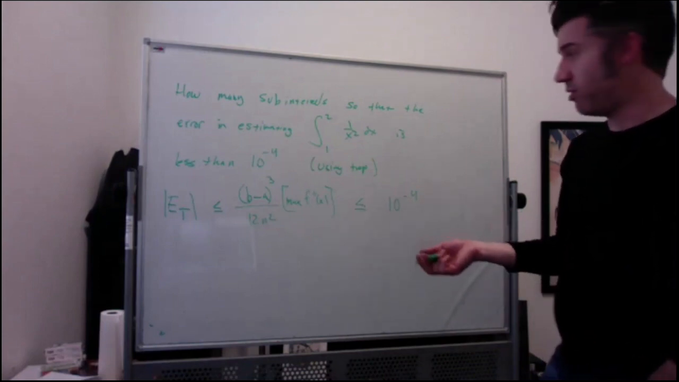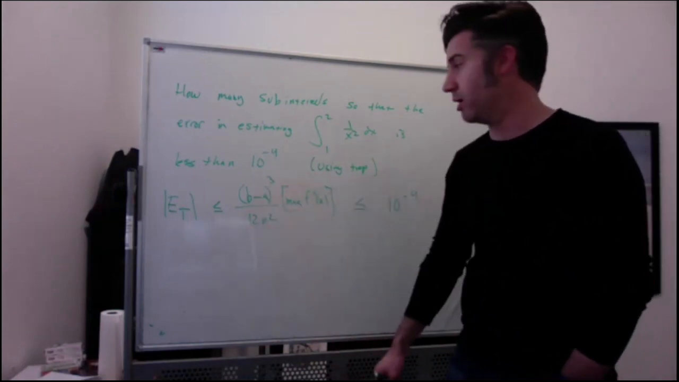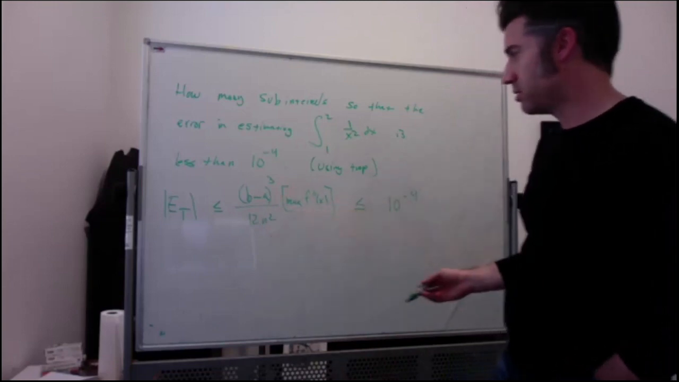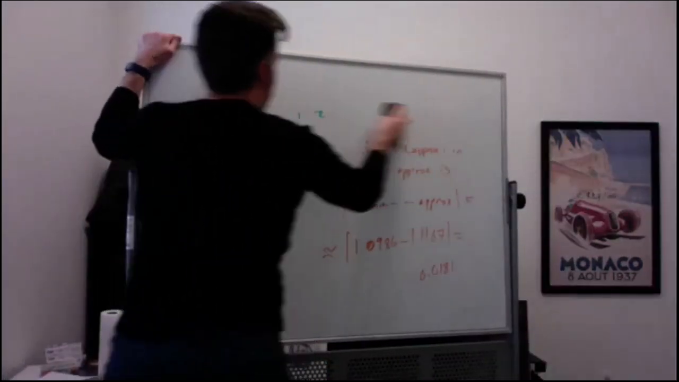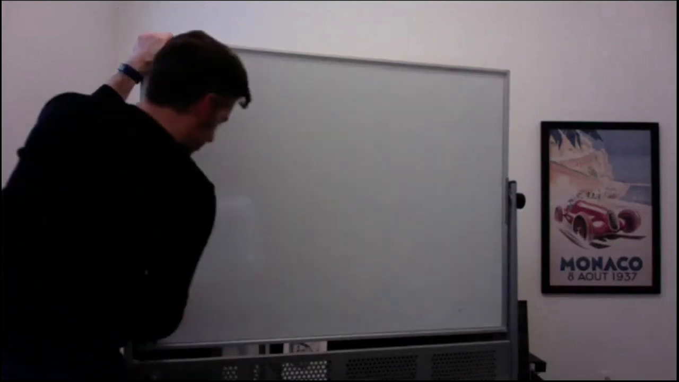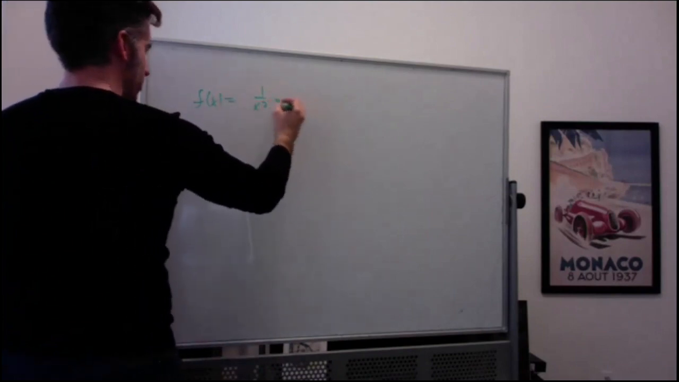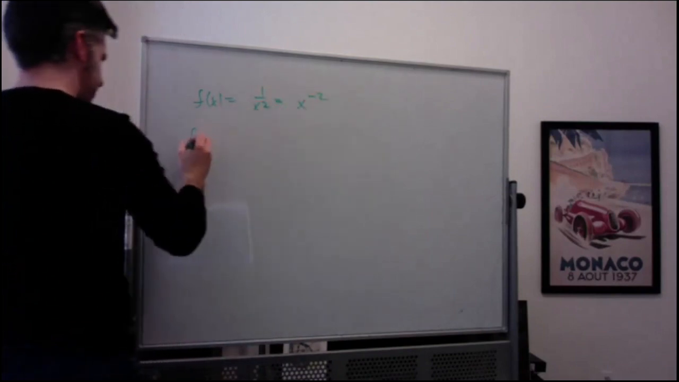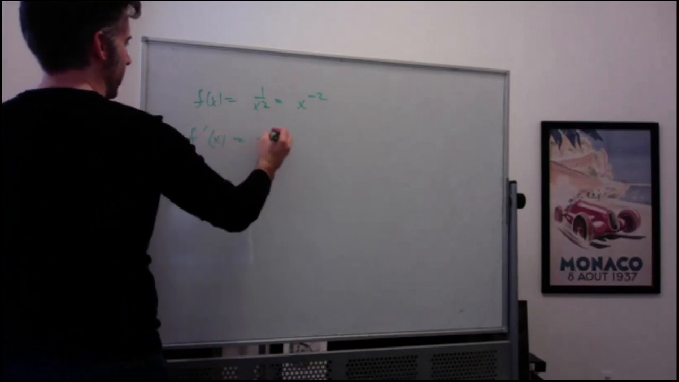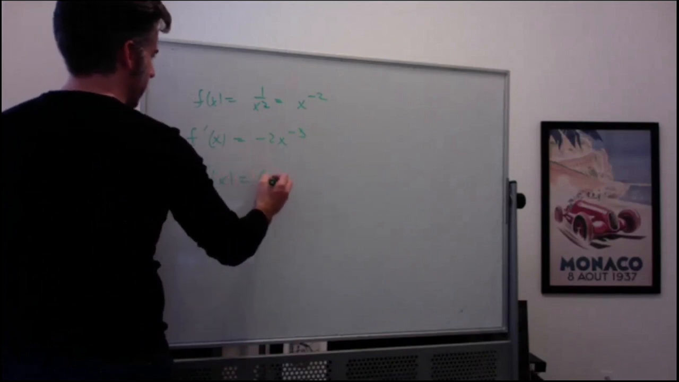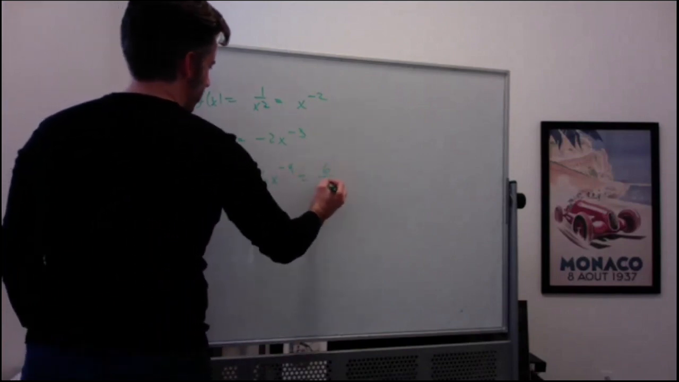All right, so we have to plug in for everything. So b minus a is 1. n is what we're trying to find. And the max here we have to figure out. So let's do it on the other side. f of x is 1 over x squared, which is x to the negative second. f prime is negative 2x to the negative third. f double prime is 6x to the negative fourth, which is 6 over x to the fourth.